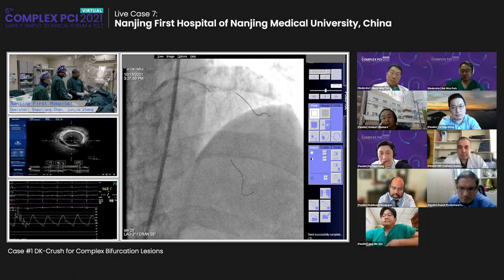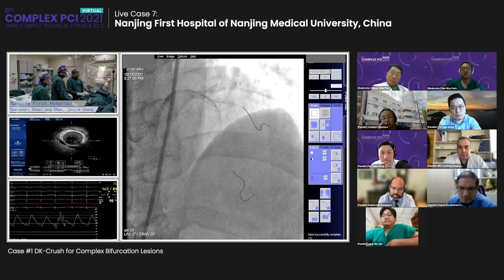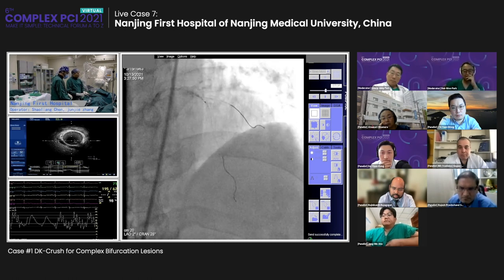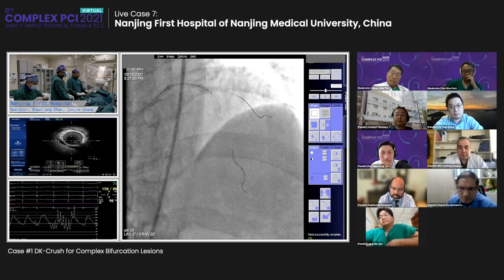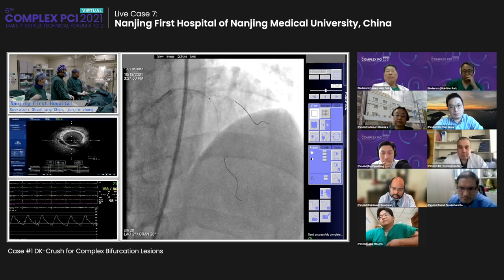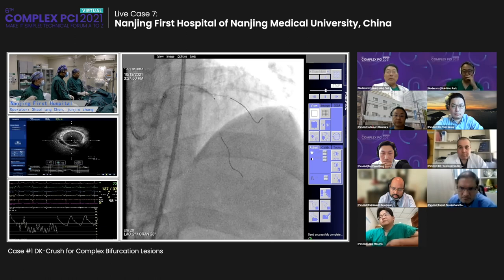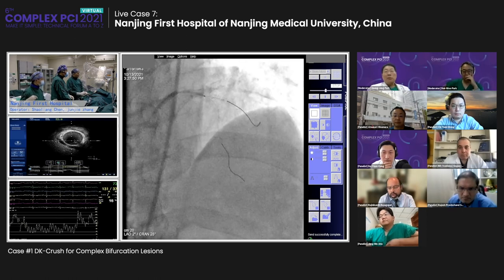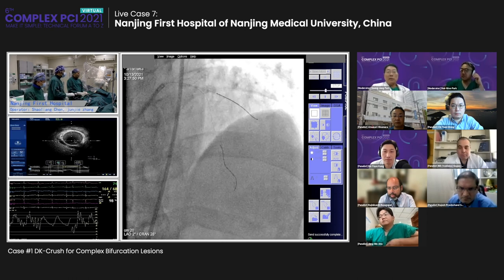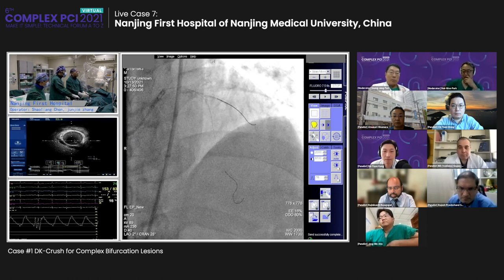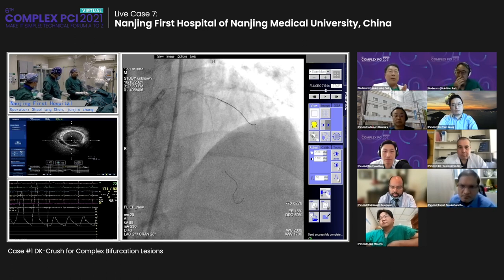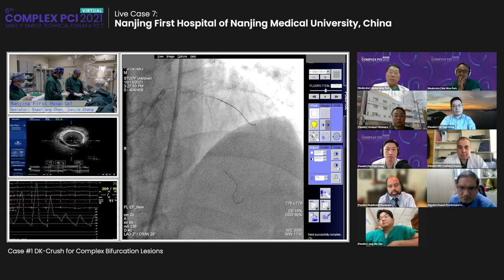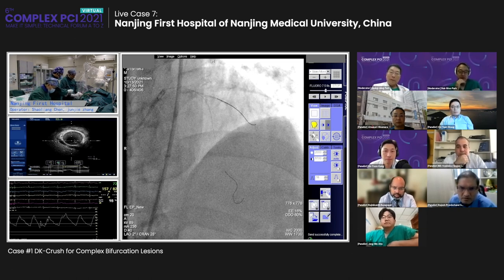So maybe I will use the NC balloon in the diagonal to anchor, 2.5. But I will try my best to make the guide a little bit deep sitting. I am a little bit concerned about the stent implantation, so still, if you want to do a high pressure non-compliant balloon, on the expansion, something like that. And so I think for pre-dilation, a little bit bigger non-compliant balloon would be good. I fully agree. I will change it to use the 3.5 NC balloon.